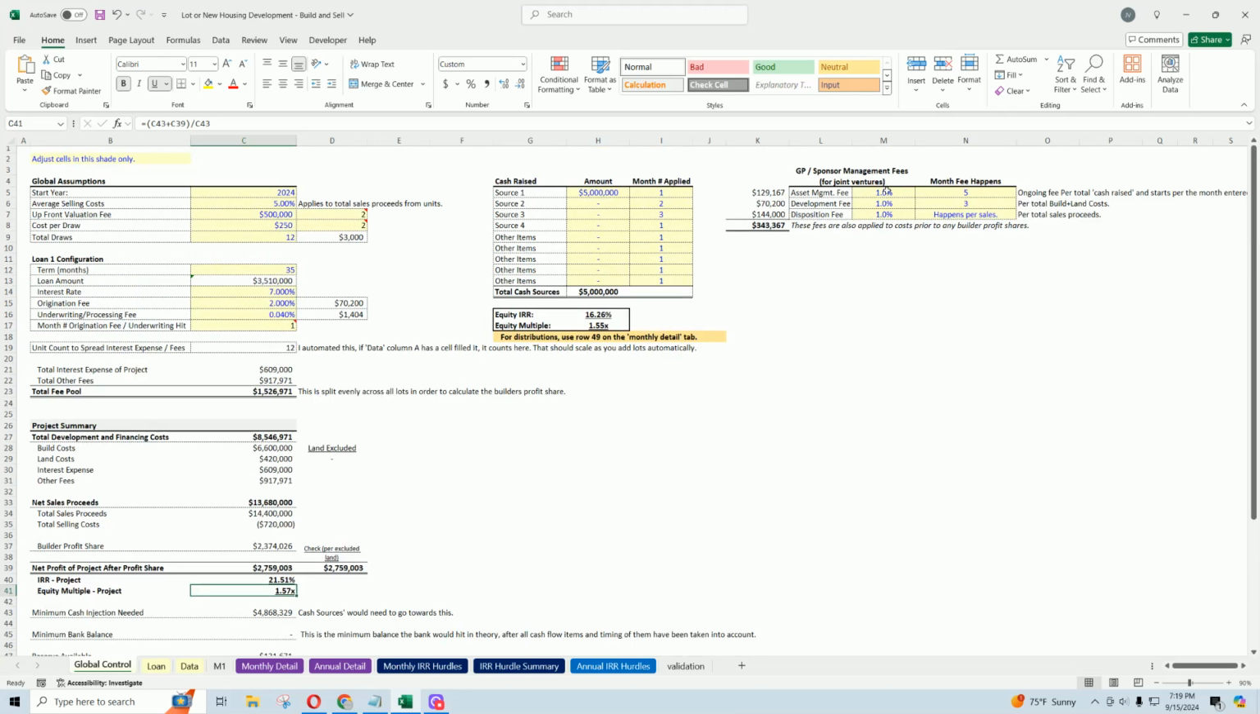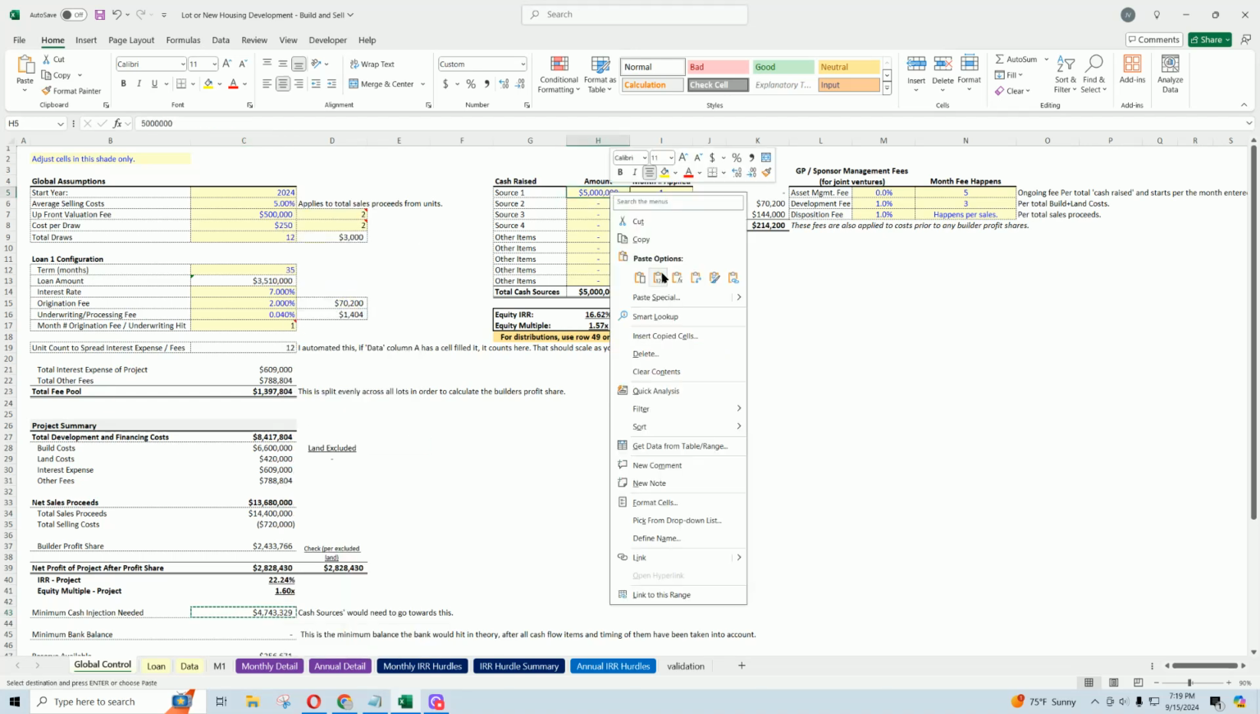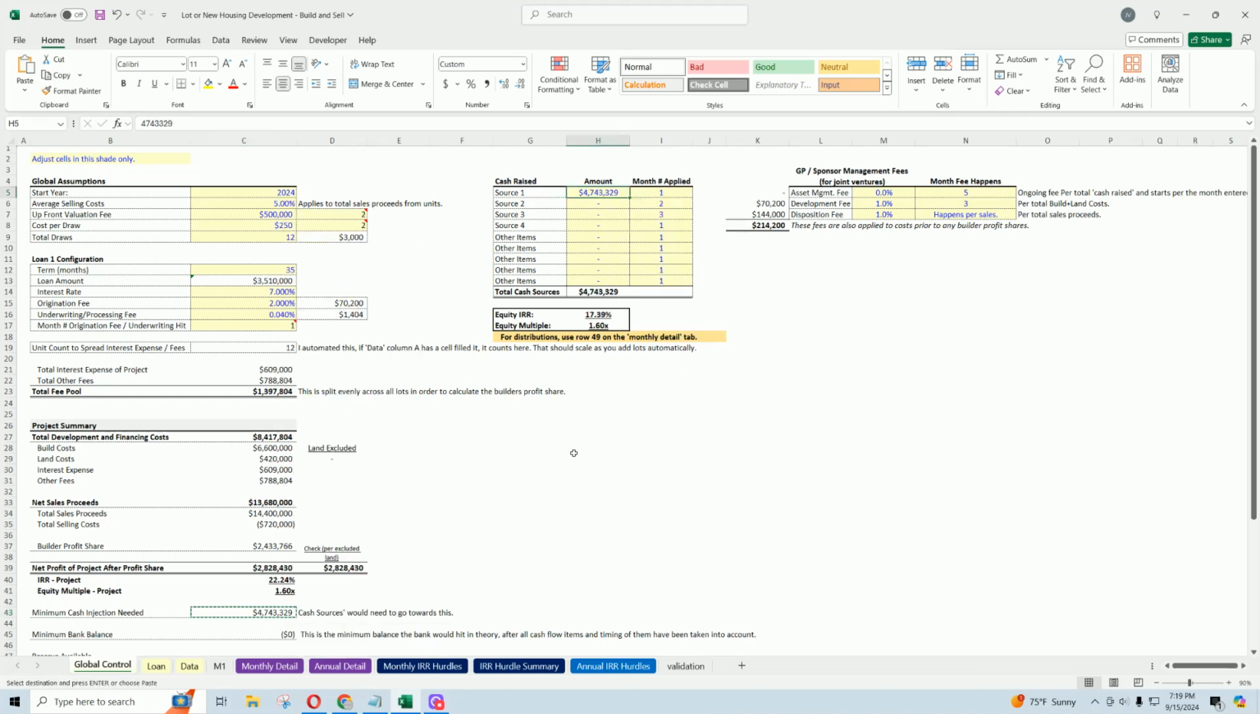So let's zero out the acquisition fee so I can do this quicker. And it says, okay, we need 4.7 million. If I put that in the investment, you can see now the equity multiple is 1.6 here. It's 1.6 here. It's the same.